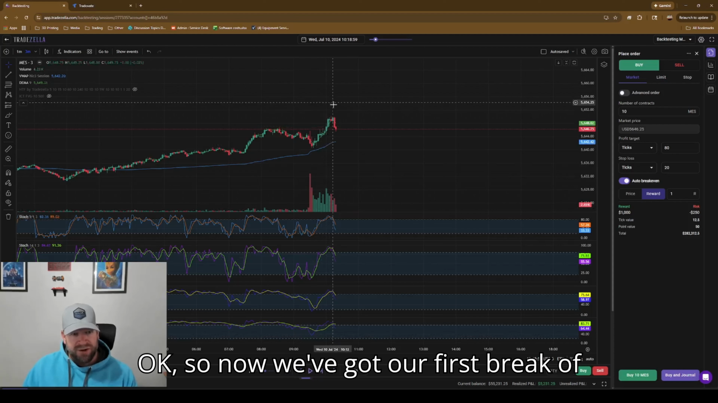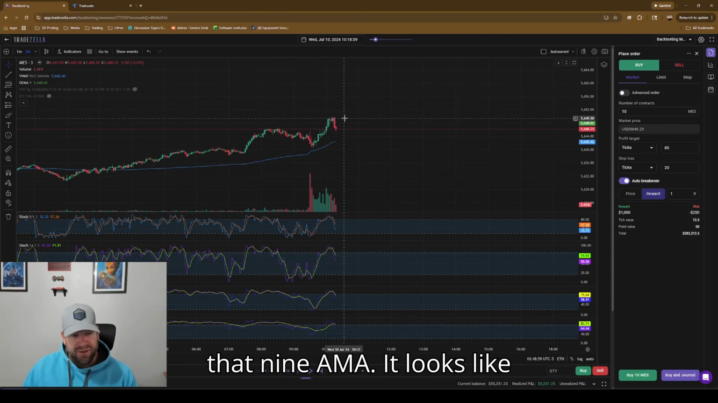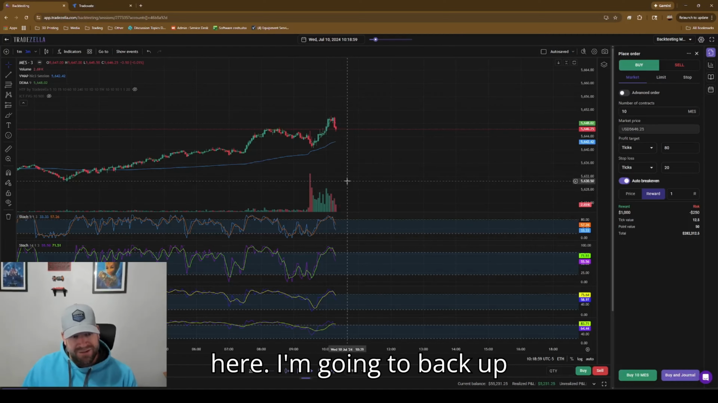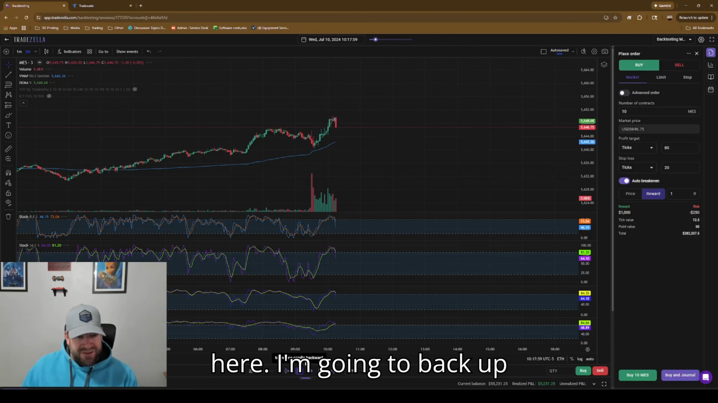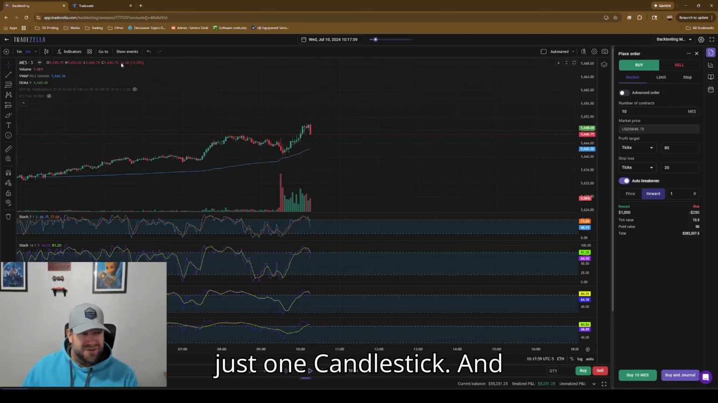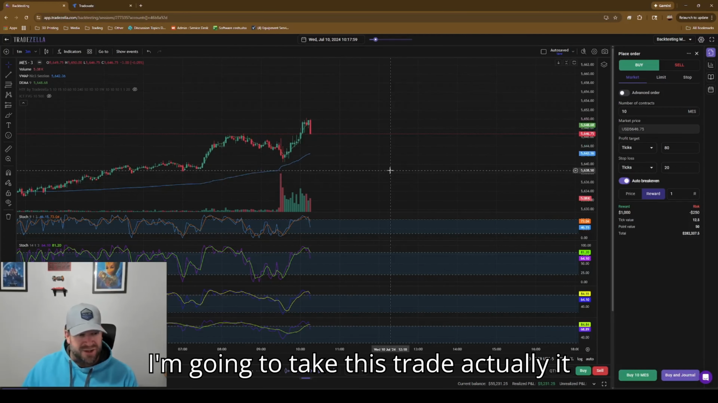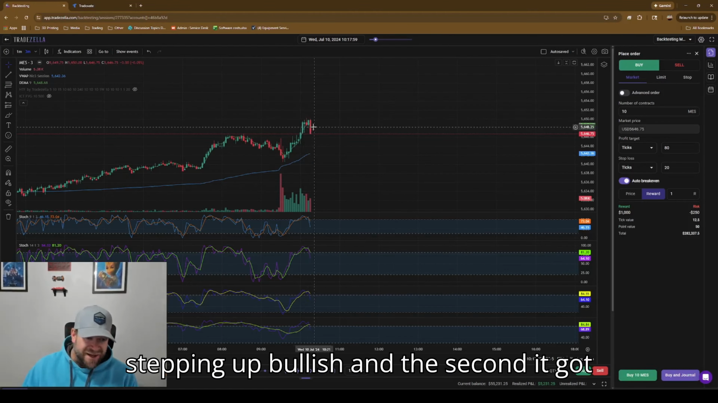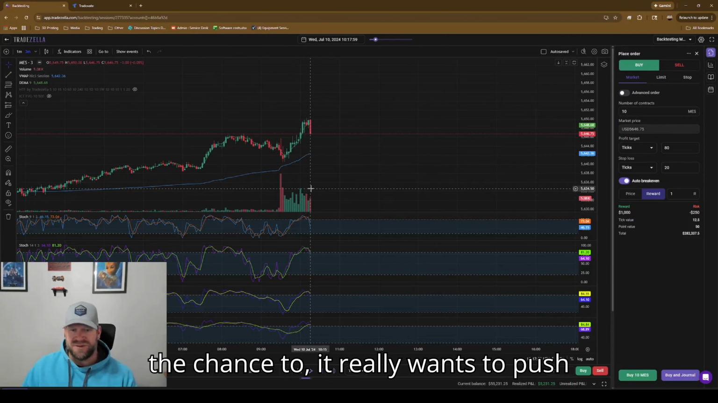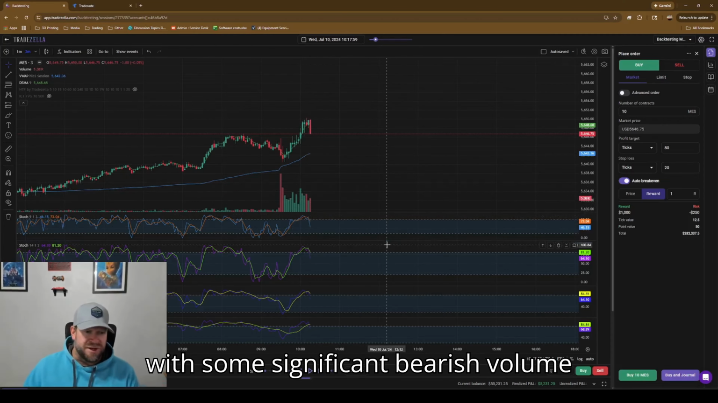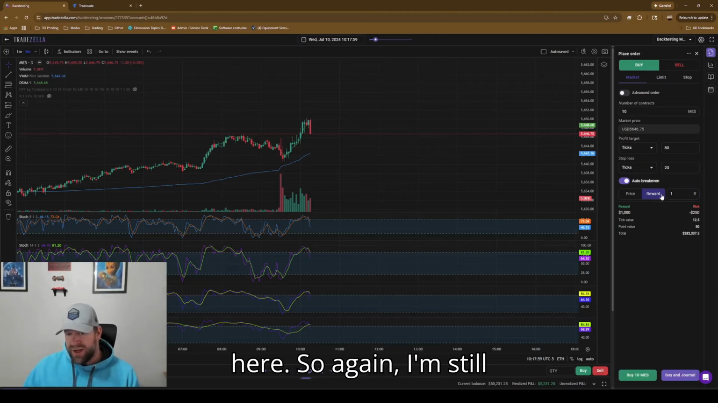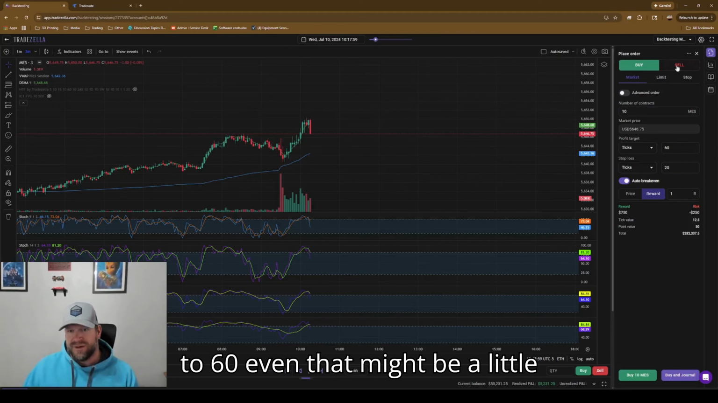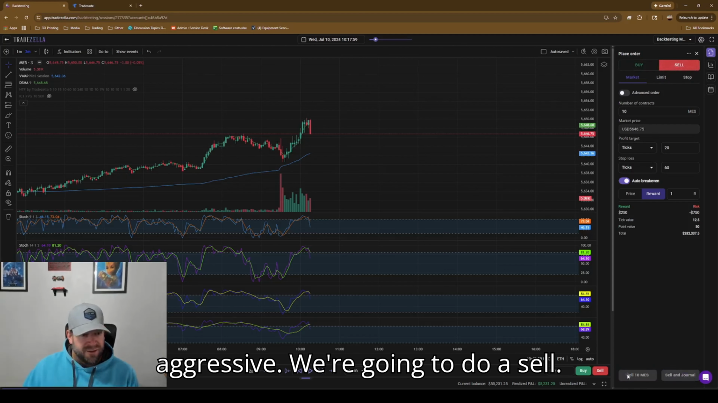Okay, so now we've got our first break of that 9 EMA. It looks like we've got a good hook over here, here, here. I'm going to back up just one candlestick, and I'm going to take this trade, actually. It looks to me like it was stair-stepping up bullish, and the second it got the chance to, it really wants to push with some significant bearish volume here. So again, I'm going to bump this to 60, even that might be a little aggressive. We're going to do a sell.